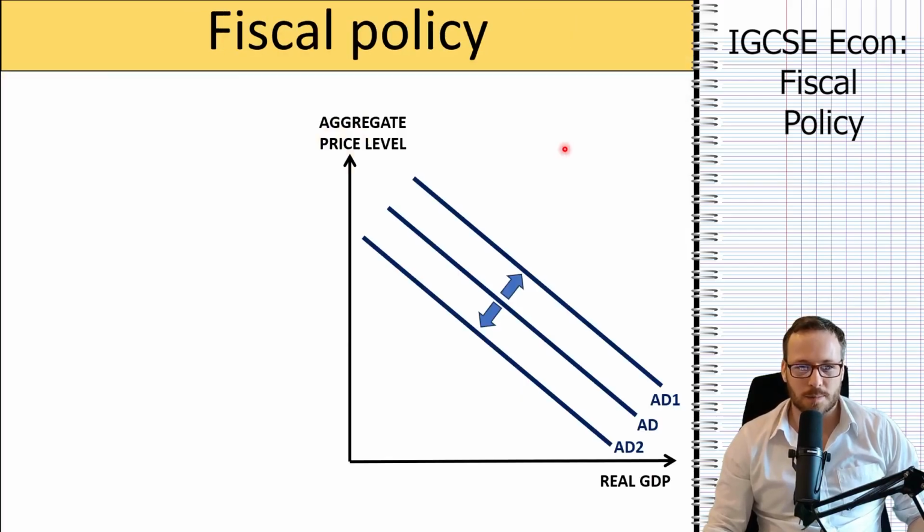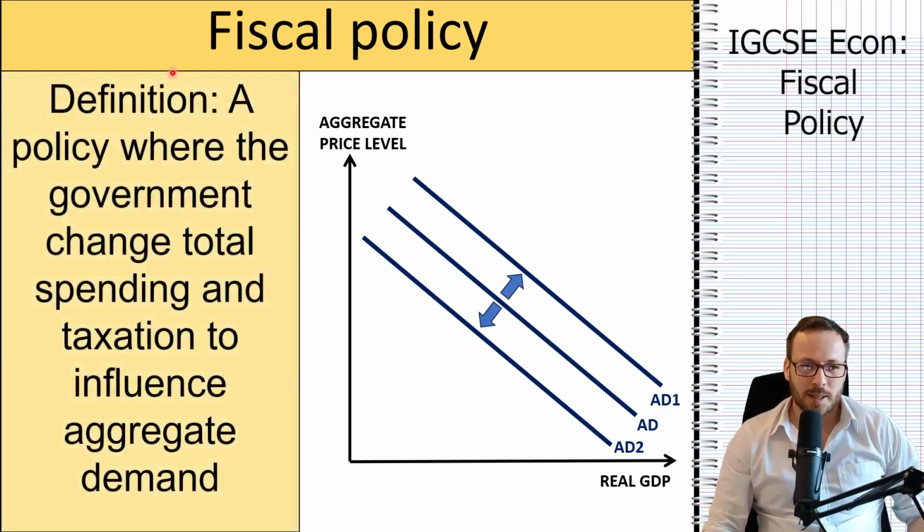So let's have a look. So with fiscal policy, that's pretty much what they do. So the government will change spending and taxation to influence aggregate demand, to influence total demand in the economy. So if they reduce spending, aggregate demand shifts left. If they increase spending, aggregate demand shifts right.